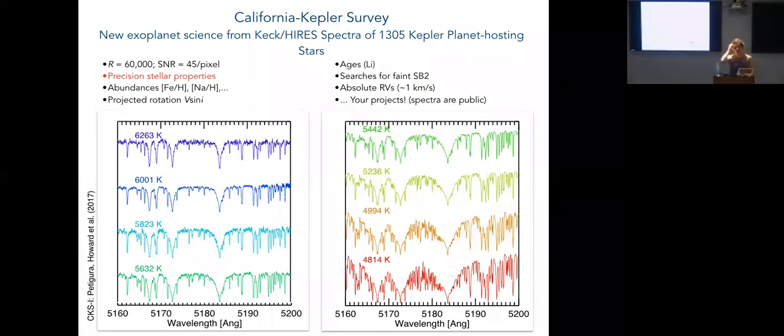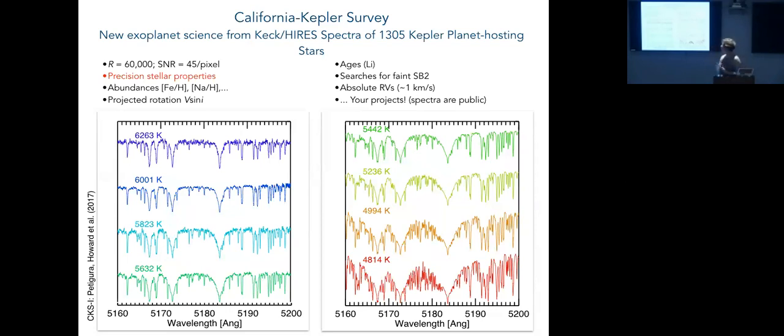So here are some example spectra from the California Kepler survey of stars of different temperatures. This is the magnesium B triplet. And you can see the quality of the spectra allowed very precise stellar characterization. The spectra have a typical resolution of 60,000 and a signal to noise of 45 per pixel. And we get all sorts of great properties, as you can see here.